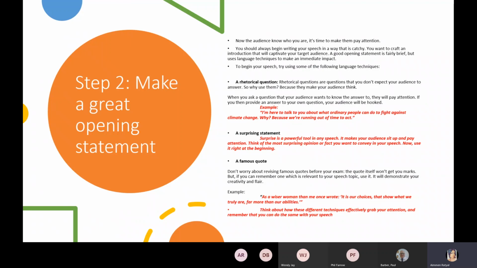Think about how these different techniques effectively grab your attention, and remember that you can do the same with your own speech as well. So they're just a few language techniques that I've put in. But again, you can use any language technique and the examiner will look for them within your speech.